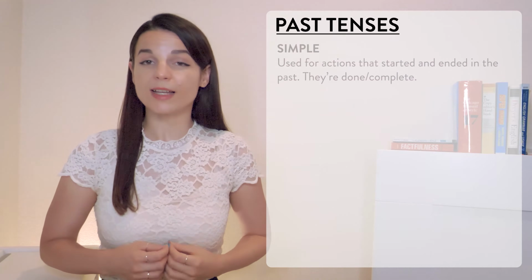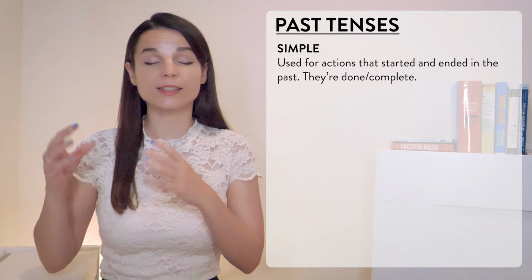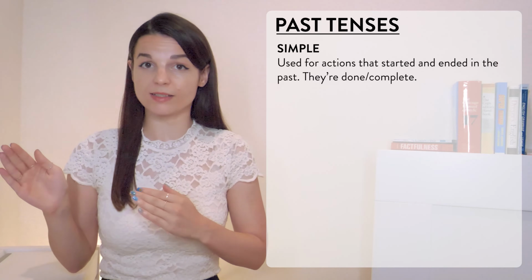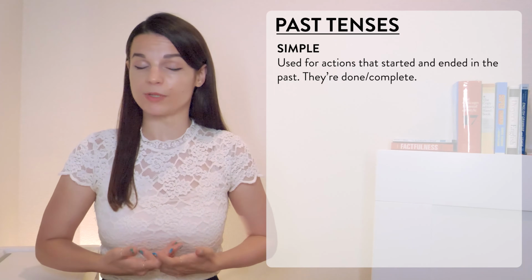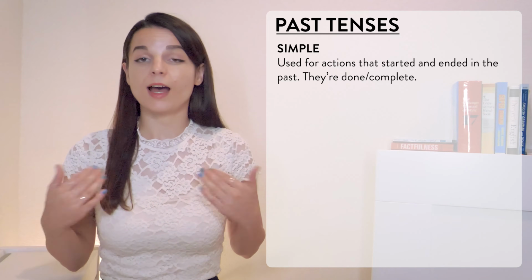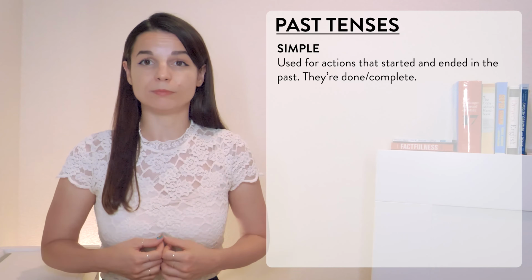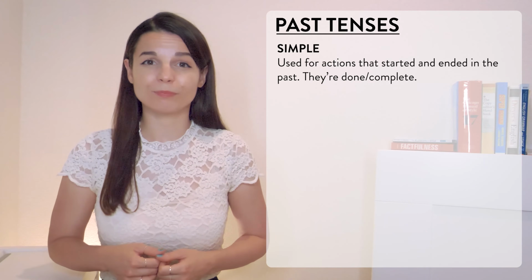Let's go to past tense now. Simple past tense is used to express actions that started and ended in the past. They're done, complete, finished. We can add a specific point in time to these actions. For example, I ate breakfast at 9 a.m. My coworker stole my coffee.